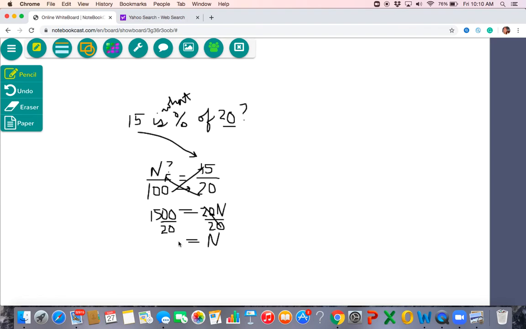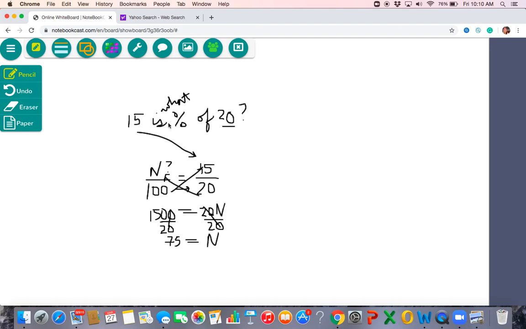Remember our rule about zeros. I can cross these two out and simplify it this way. So now I have 150 divided by 2. Hopefully you can just do that in your head. If not, go ahead and do it on the side. But you should know what two numbers give us 150. Well, that would be 75. But I'm not done, because 75 equals n is not my answer.